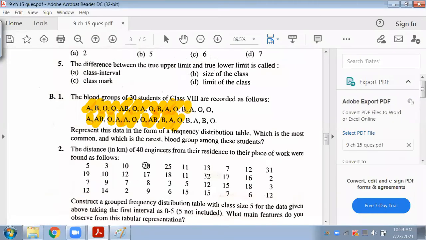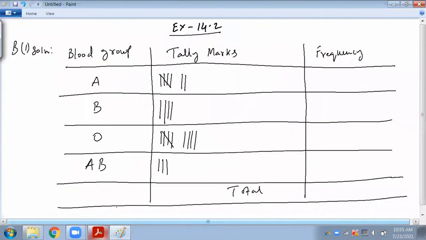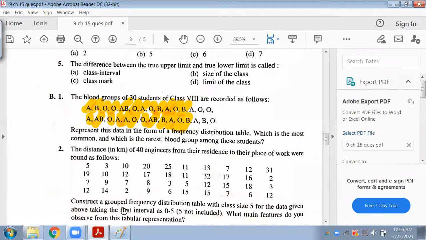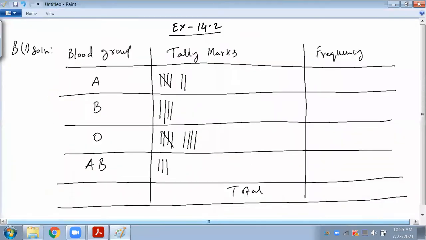Next, cut the next one. Next is B, so put it near B. Again, I think it's B, so put the mark near B. So the fifth one, we're just going to cross it.